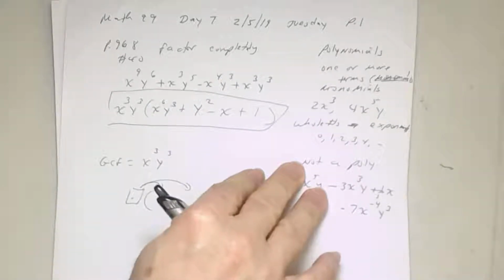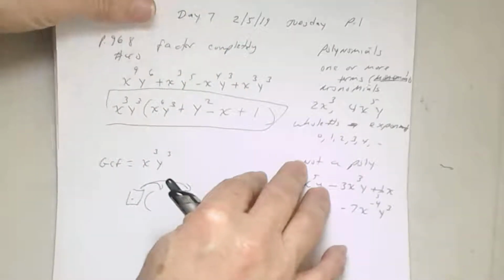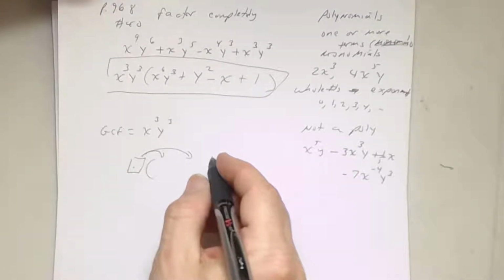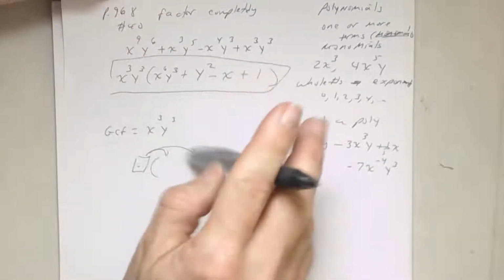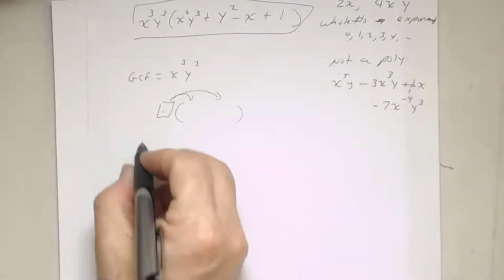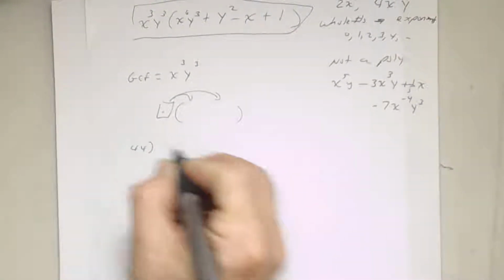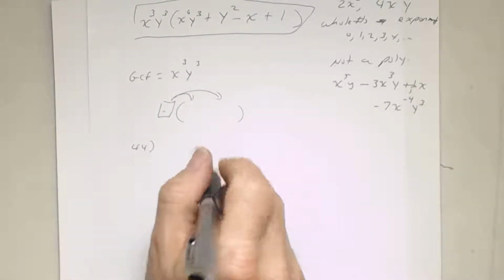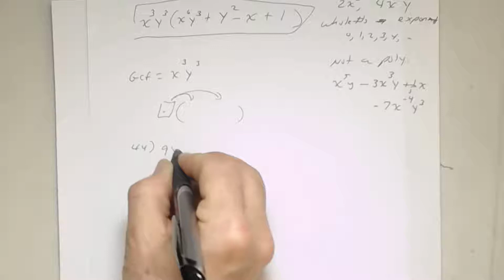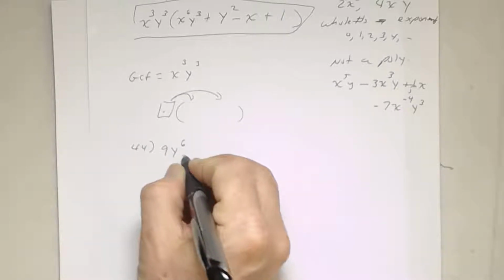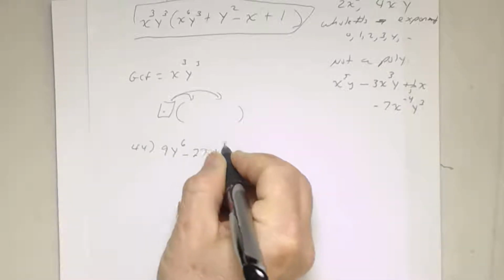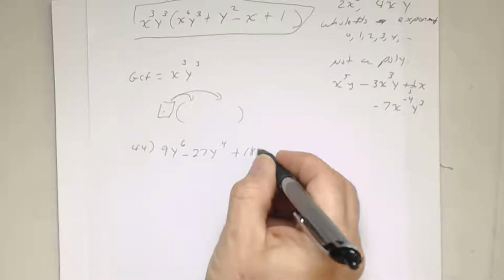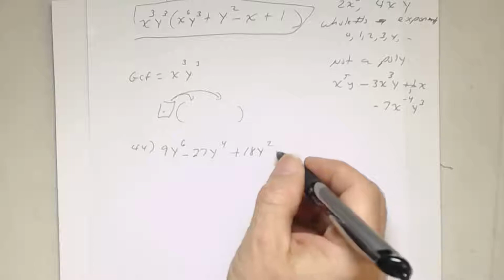Number 40. Okay, so let's look at 40. Let's do 44. All right, it's not that difficult. 44, you have 9y to the 6 minus 27y to the 4th plus 18y squared plus 6.